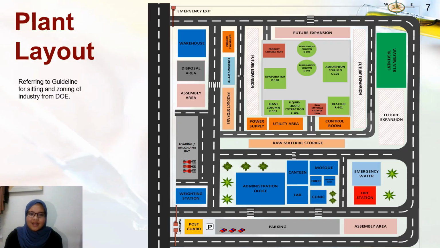Next, for plant layout, by referring to the guideline for siting and zoning of industry from the DOE, for safety purposes, the control room is located adjacent to the process unit but at a safer distance from the hazardous process such as the reactor. The wind direction is considered from west to east for the installation of hazardous unit operations. In addition, based on the process requirement, the arrangement of the unit operations and the piping is minimized. The plant layout drawing is as shown in the figure.